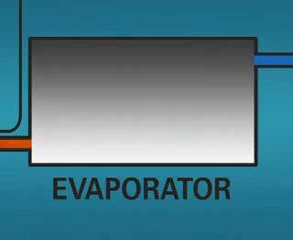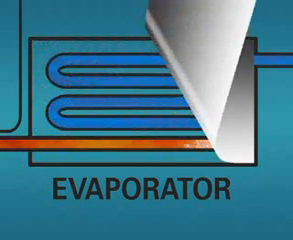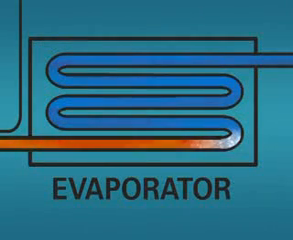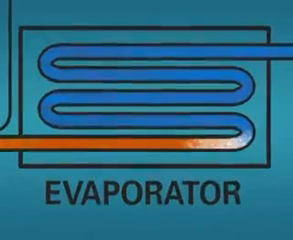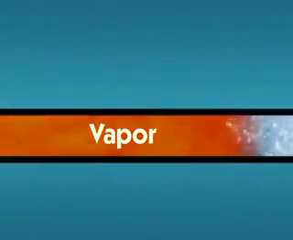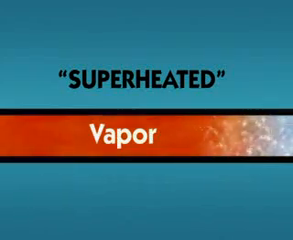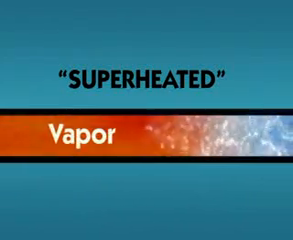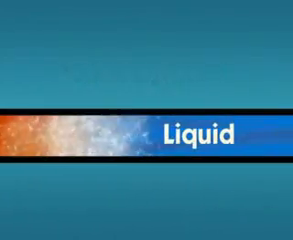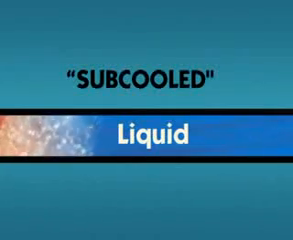Saturated refrigerant can be 100% vapor, a mixture of liquid and vapor, or 100% liquid. At temperatures above saturation, the refrigerant becomes superheated vapor. At temperatures below saturation, the refrigerant becomes subcooled liquid.